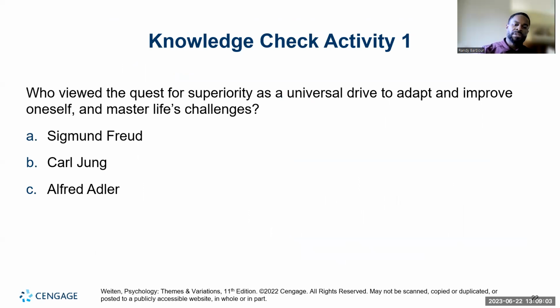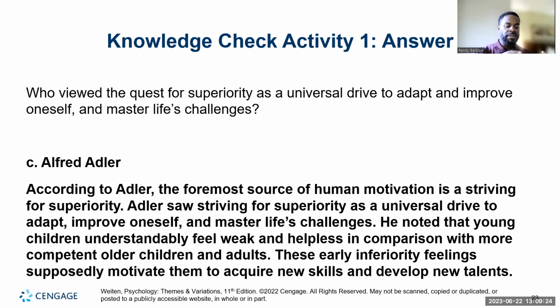Okay. So when we talk about the psychodynamic perspective, it says who viewed the quest for superiority as a universal drive to adapt and improve oneself and master life challenges. So if we think about that, you'd have to select Alfred Adler. He was really important about giving the insight that we are all striving for superiority. We're motivated by improvement and, again, achieving our true potential. And one way that we do that is by striving to develop the abilities to overcome our inferiority, or the inferiority that we see as we compare ourselves to others.